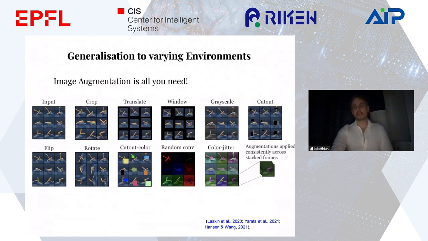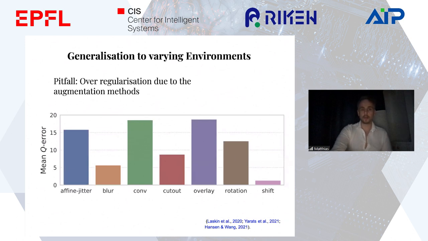So, it turns out, surprisingly, image augmentation is all you need for those tasks. And when I say image augmentation, I mean really naive, standard cropping, translation, rotation, cutout stuff. To achieve generalization, at least for changing background color, those image augmentations have performed quite well. However, the pitfall is that it over-regularizes due to the naive augmentation methods.